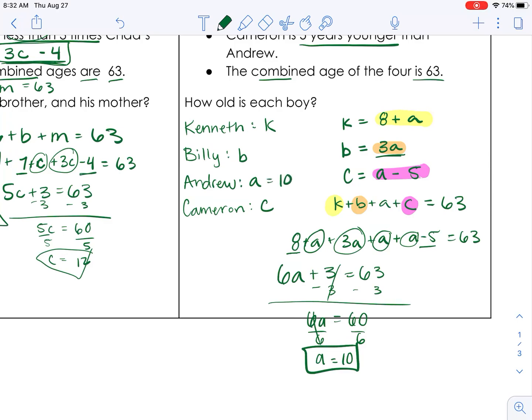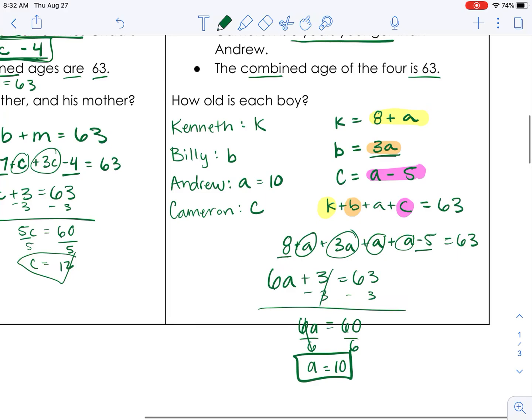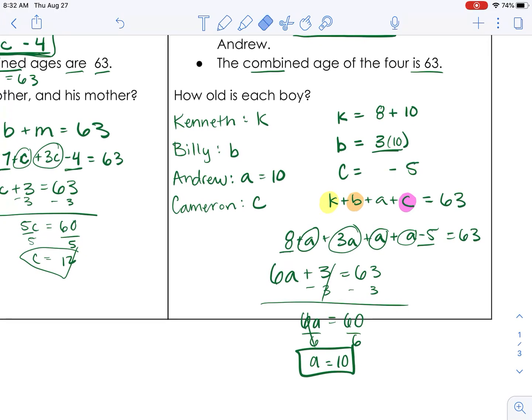Now we just need to plug back into our other equations to solve. So let's put 10 in for A everywhere we see it. I'm going to go up here and do that actually. So I'm going to say A is 10. And then we also need to find Cameron's age, so we'll put a 10 right in there. And let's solve these equations.